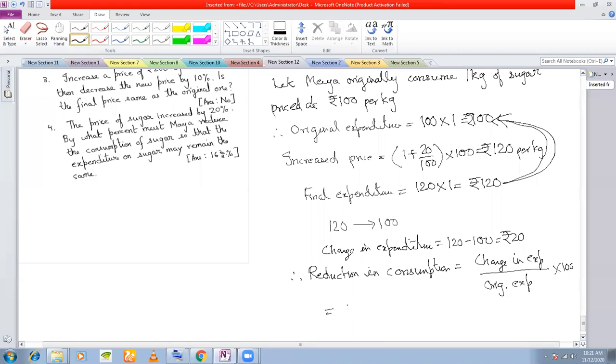So the change in expenditure is 20, and the original expenditure was 120, because from 120 she needs to change to 100. So 20 by 120 into 100. This cancels to 1 by 6, and further this cancels 3 and 50, so you get 50 by 3. This comes to 16 2/3%. So this is the consumption that she has to reduce. Okay, so this is done.